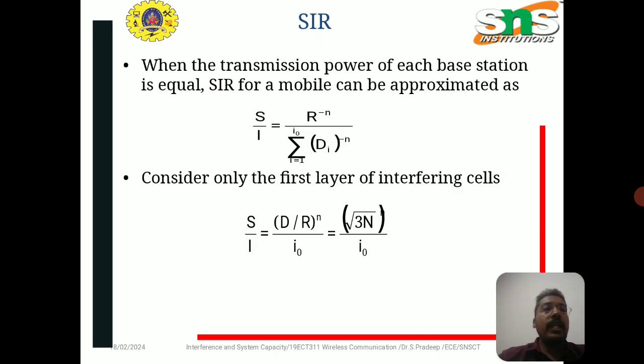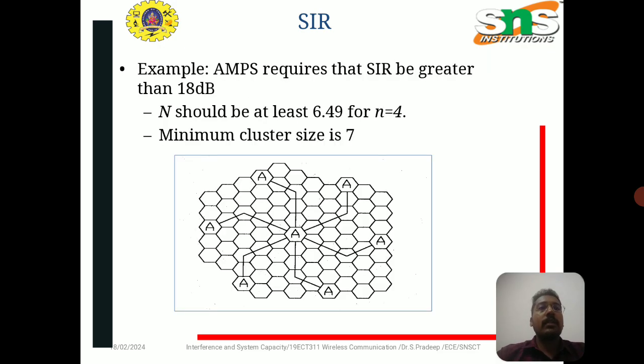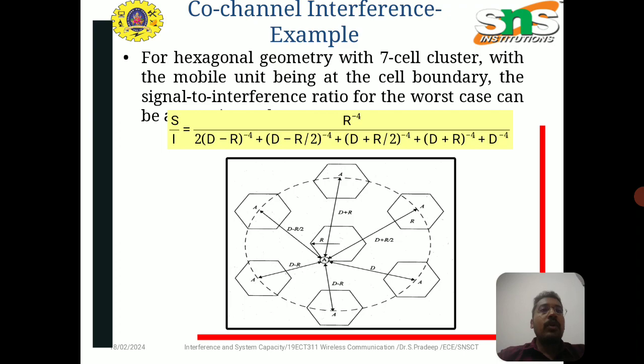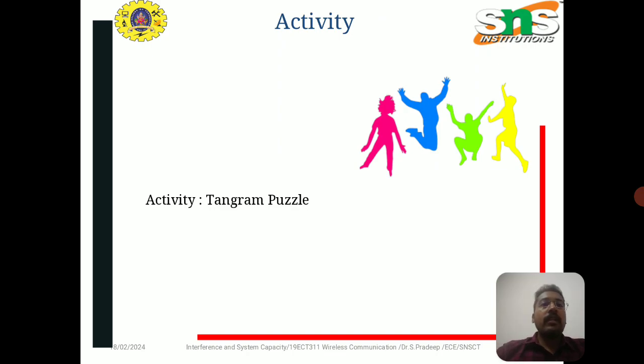When the transmission power of each base station is equal, the SIR for a mobile can be approximated as the given equation. Considering only the first layer of interfering cells, the signal to interference ratio changes like this. Example: here a 7 cell cluster is used. For hexagonal geometry with a 7 cell cluster, with the mobile unit at a cell boundary, the signal to interference ratio for the worst case can be given in this equation. Activity.